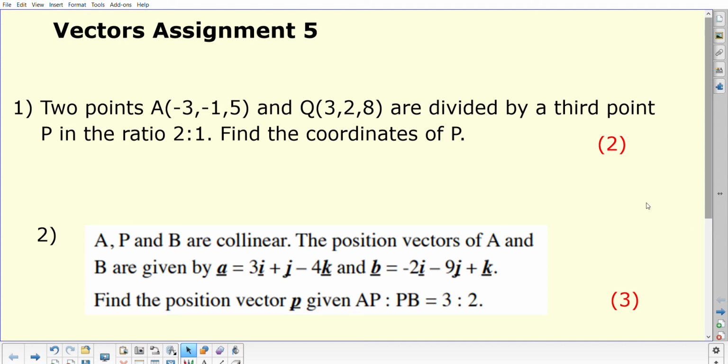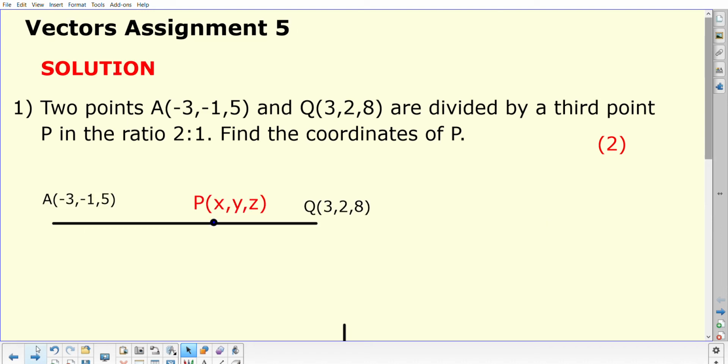So in Vectors Assignment 5 you had 2 questions to do, and this was all about being able to divide a line in a ratio. So begin by looking at the first question. You've got 2 points here, A and Q, and you've got a point that's part of the way between A and Q, and in fact it's dividing the line in the ratio of 2 parts to 1 part.